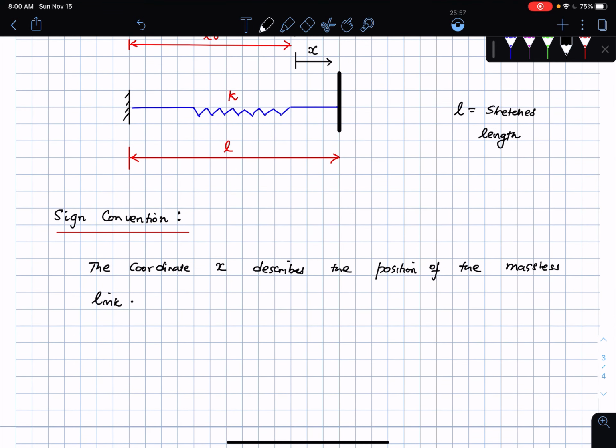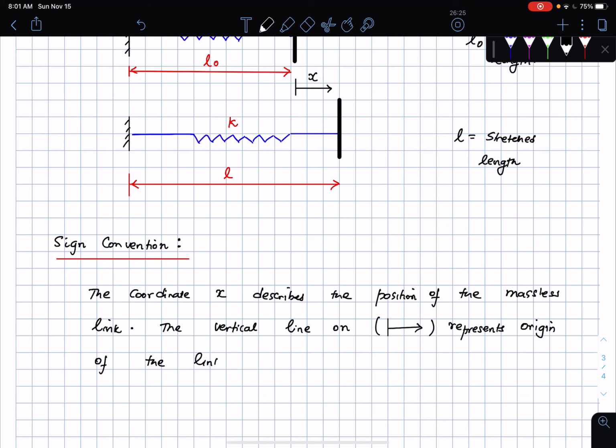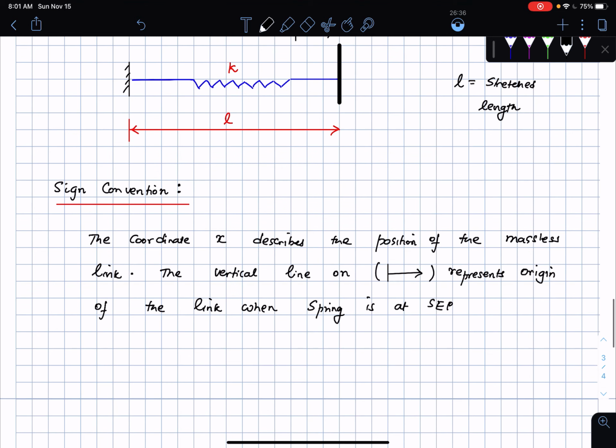The positive sign convention is that the vertical line on what I'm showing here represents the origin of the link when the spring is at SEP, and the arrow shows the direction of positive displacement.